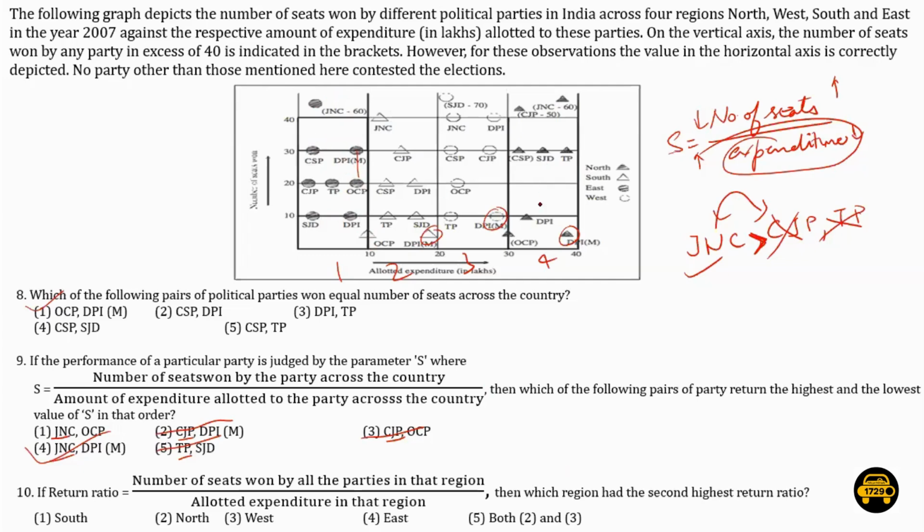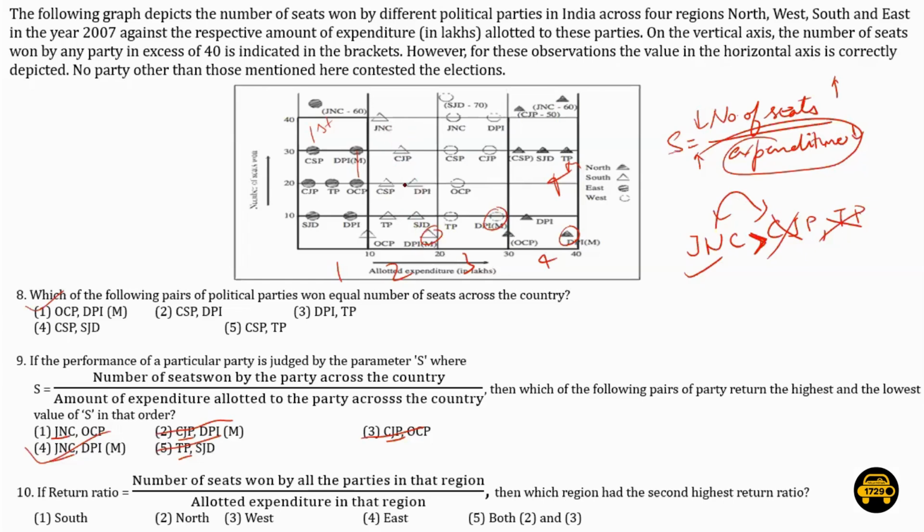And the worst return ratio will be for this region, the North, because all the expenditures are more than 30. And we can see there's not much of a difference between the number of seats across all the regions. So this is the first rank contender for best return ratio, and this is the fourth rank contender. Now we have to find out the second best. We can easily say that the second best return ratio will come out for this region, but there's a problem here. Return ratio is the number of seats won by all the parties in the region divided by expenditure.